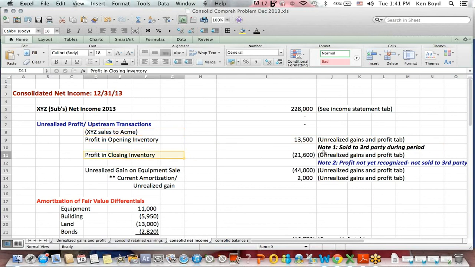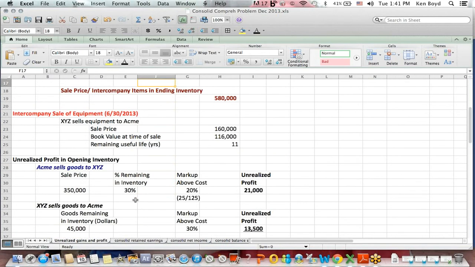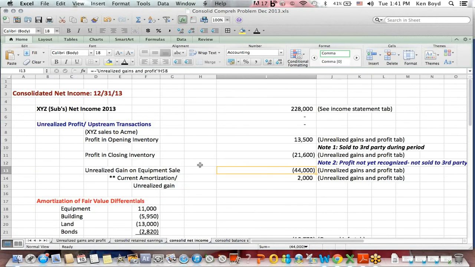Now the profit in the closing inventory is deducted or reduces net income because that profit is not yet recognized because it's in ending inventory, which means by definition the good has not been sold to the outside world. Therefore, we need to reduce and eliminate that profit. Unrealized gain on equipment sale is deducted. If I go back to the gain and loss calculation, I see that the sub XYZ sold equipment to the parent. So that in consolidated net income, we need to eliminate that. That's an intercompany gain.